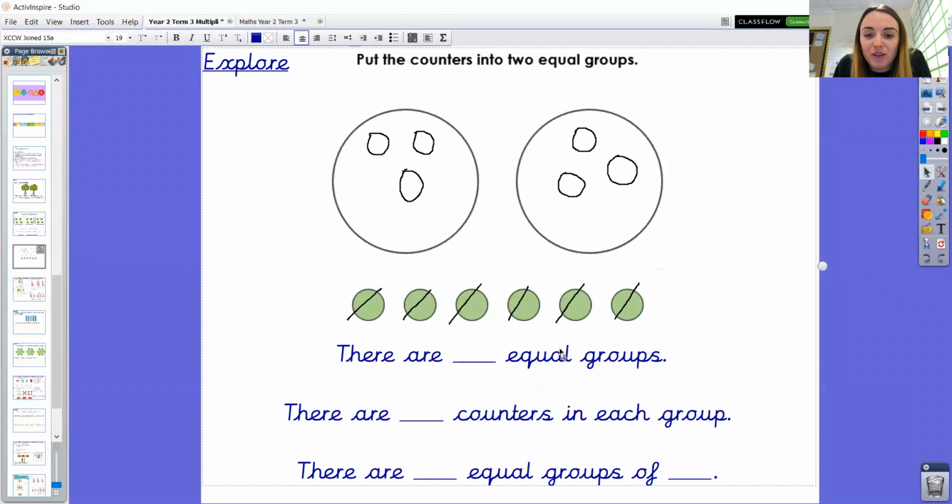Well done, Year 2. So there are equal groups. Let's say it together and fill in the space. There are 2 equal groups. Well done. So how many counters are in each group? Can you answer using the sentence below?